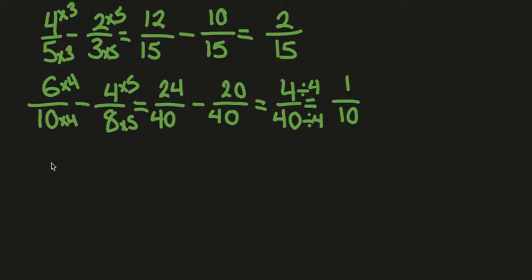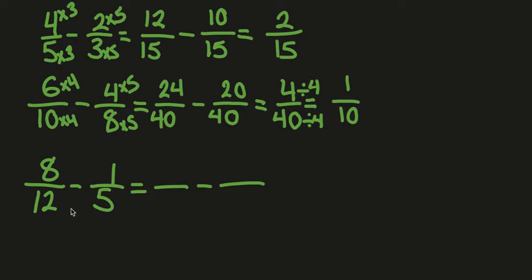The last example for today will be 8 over 12 minus 1 over 5. The greatest common factor between 12 and 5 is going to be 60. To get from 12 to 60, we multiply by 5. And so we're going to multiply 8 by 5 as well. And we're going to get 40 over 60. For the second fraction, we're going to multiply the top and the bottom by 12.